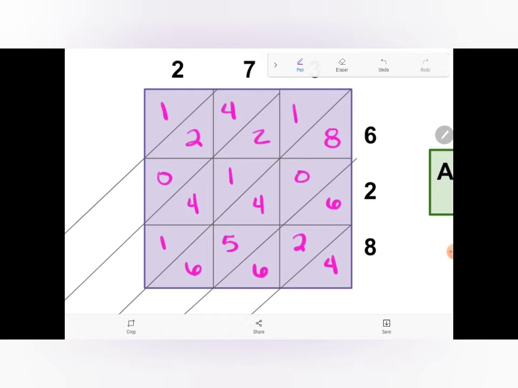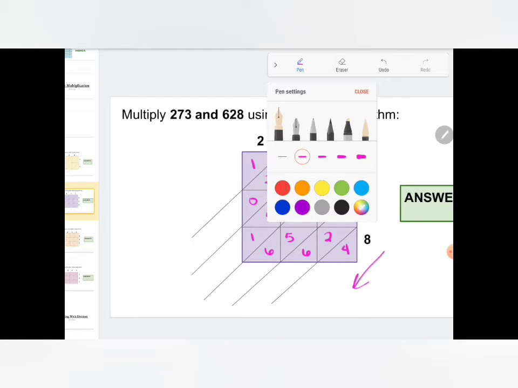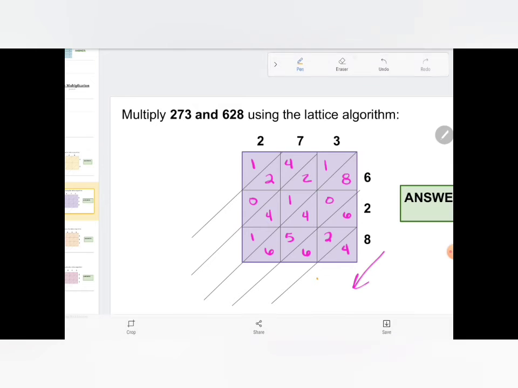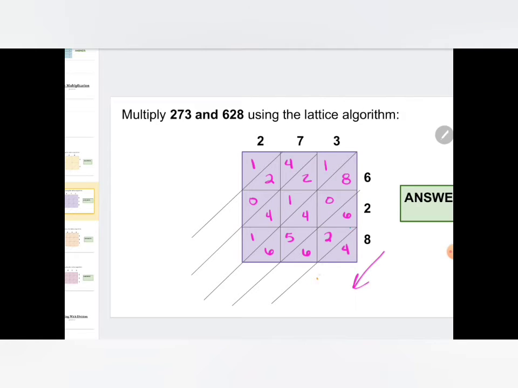Now, this is where the fun comes in, because we get to add all of these up. So you remember, you're going to add like this, and you're going to go by line. So for our first section, all we have is a 4. And we're going to change colors real quick. So we're going to put 4 right here.